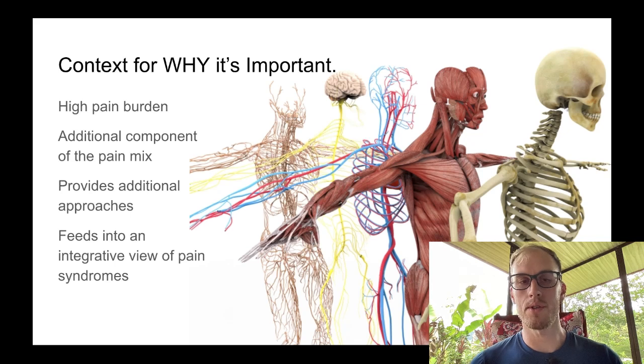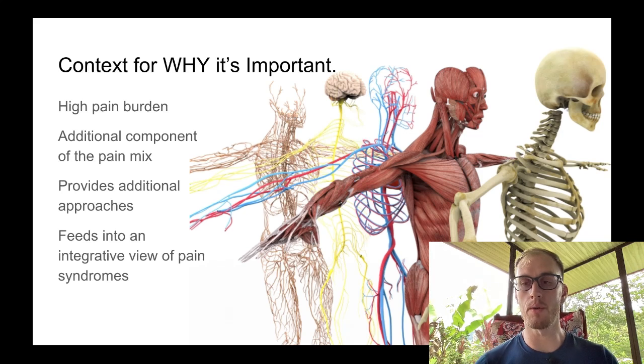What we can also do with this information is we can target our work a little bit more specifically. If we're able to identify that someone has some densification of their tissues, we will be able to target that a little bit more specifically.